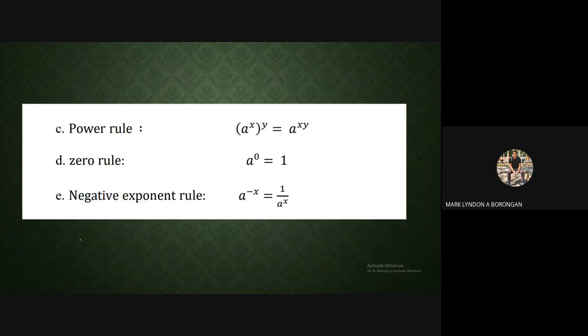Next is when we have the power rule. So unsa man ang power rule? You have a to the power of x, to the power of y. Okay, so unsa man na siya? Say for example, you have 3 squared to the power of 2. So easy lang ni guys. According sa atong product rule, you'll just simply multiply the exponents. So 2 times 2, you'll have 4. So you'll have 3 to the power of 4. So that is how the power rule works.